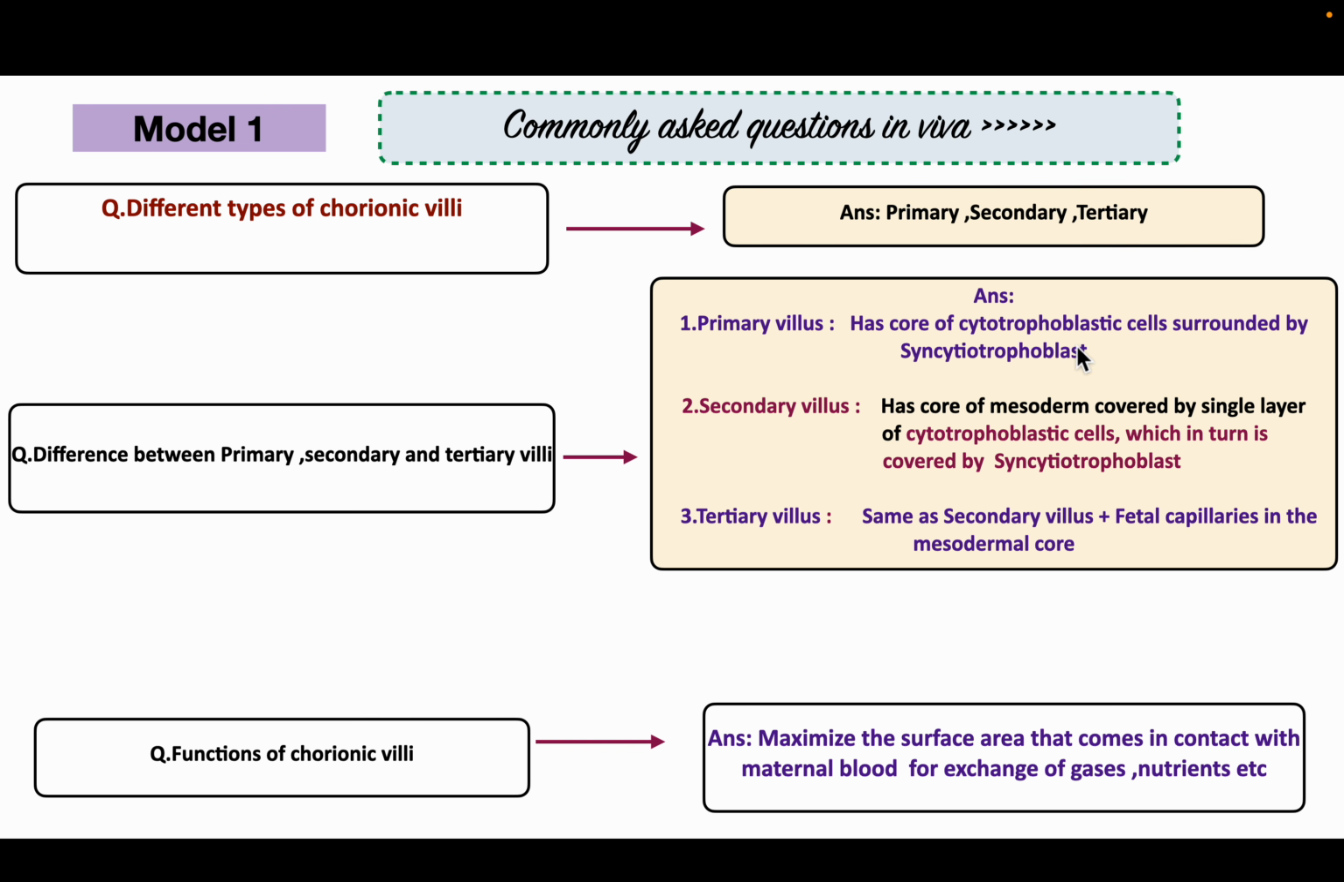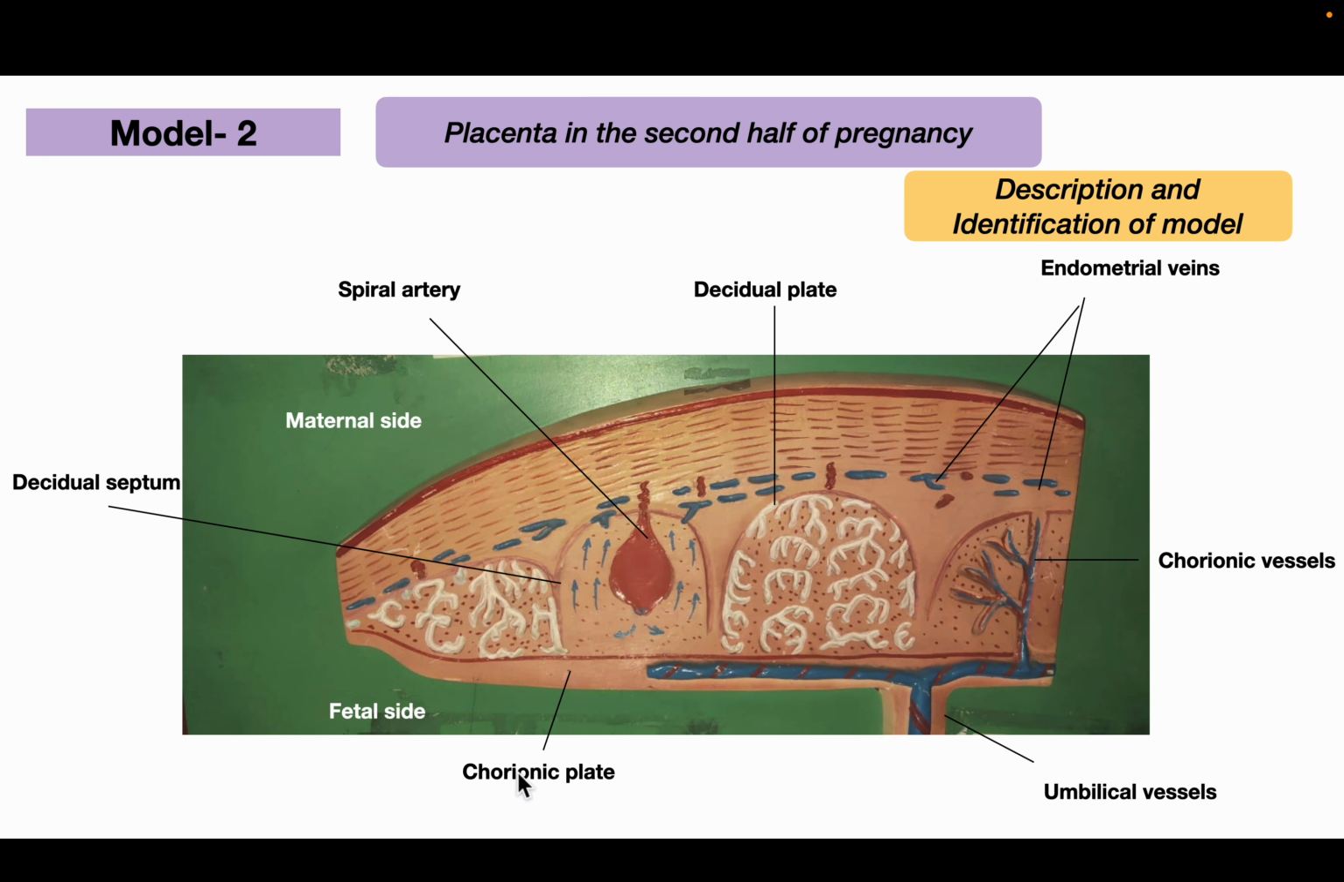So primary villus has core of cytotrophoblastic cells surrounded by syncytial trophoblast. Secondary villus has core of mesoderm covered by single layer of cytotrophoblastic cells, which in turn is covered by syncytial trophoblast. Then tertiary villus is same as of secondary villus, means all these structures are present, but only difference is that mesodermal core is traversed by fetal capillaries. Then, what are the functions of chorionic villi? So basically they maximize the surface area that comes in contact with the maternal blood for exchange of gases, nutrients, etc.